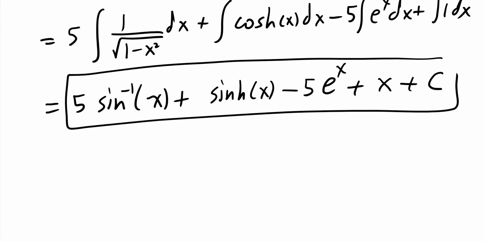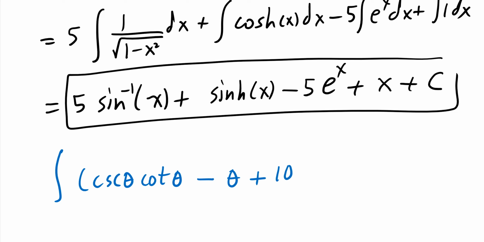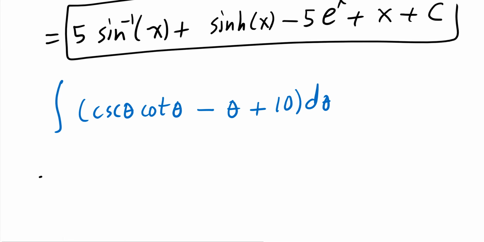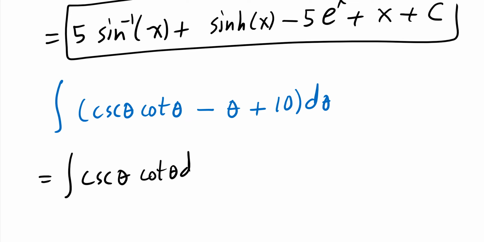Let's look at another one. The integral of cosecant theta cotangent theta, minus theta, plus 10, d theta. It doesn't have to be x all the time. It can be any letter. So the first thing we do, split it up. The integral of cosecant theta cotangent theta d theta, minus the integral of theta d theta, plus the integral of 10 d theta.